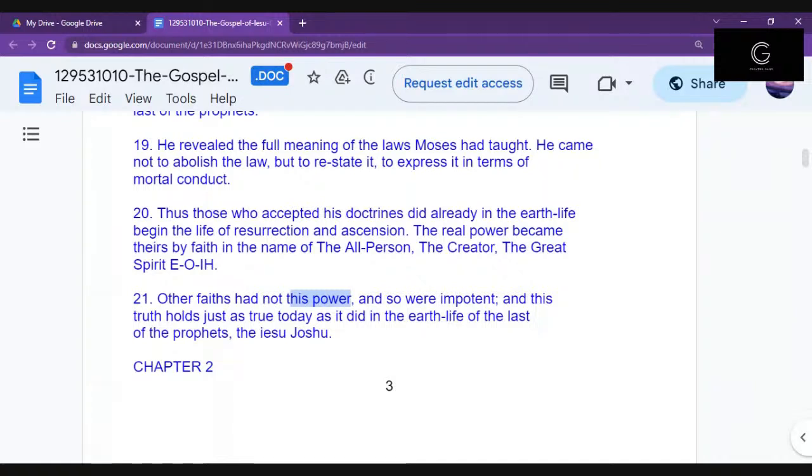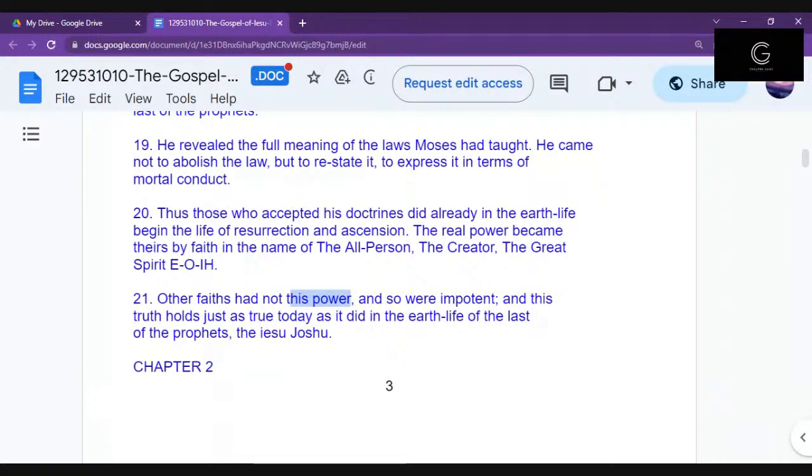And let's look at it like that. Because when you look at it and you judge it, you can find the line of light. There is truth in everything, even in the lies. But how are you finding the line of light? How are you getting to the truth? That's the key. Why? Because other faiths had not this power and so were impotent.